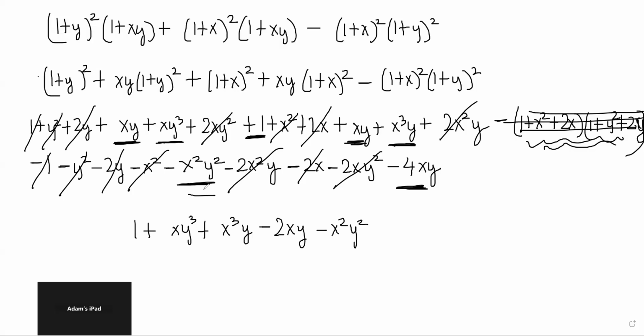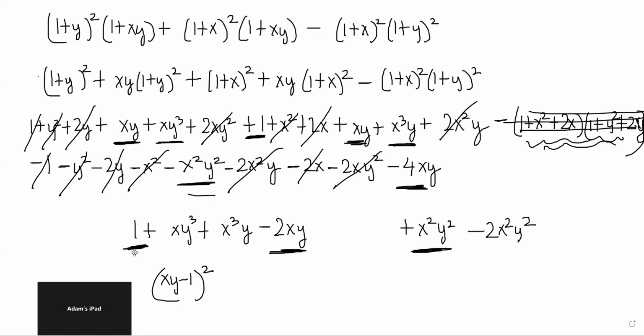So this minus x square y square I can write as plus x square y square minus 2x square y square, right? Yes. So what I'm doing is going to write it like that because now I can make a perfect square. Which perfect square? I'll make a perfect square with these terms. Can you see? Yes, yes. So I will get (xy minus 1) whole square from these three.